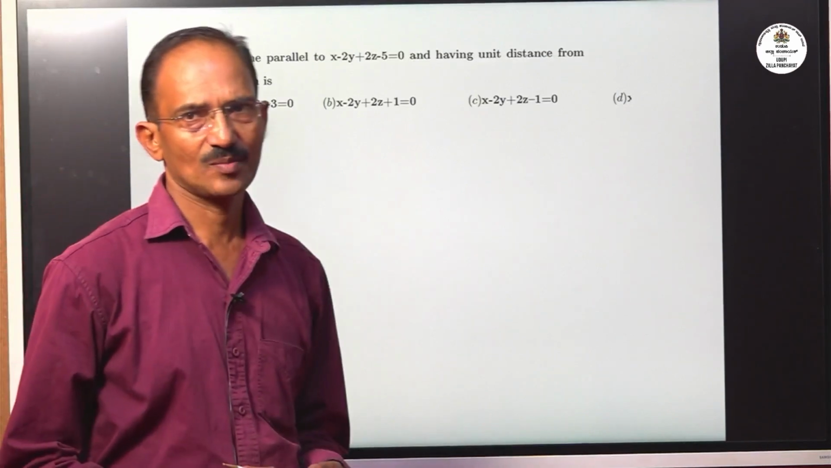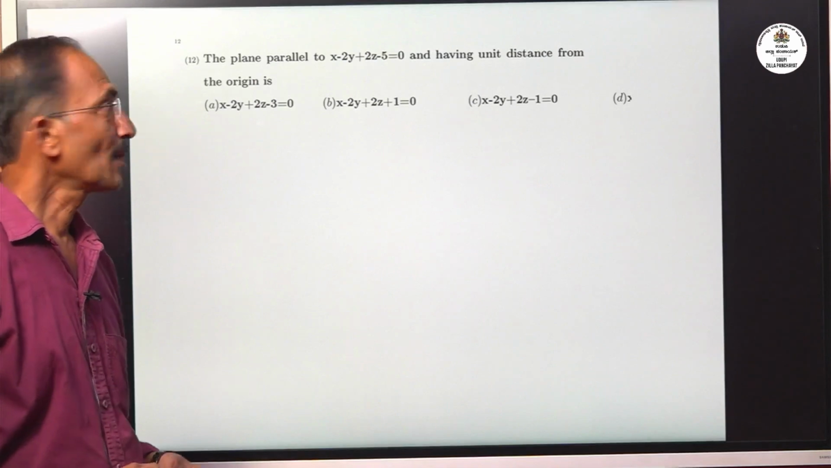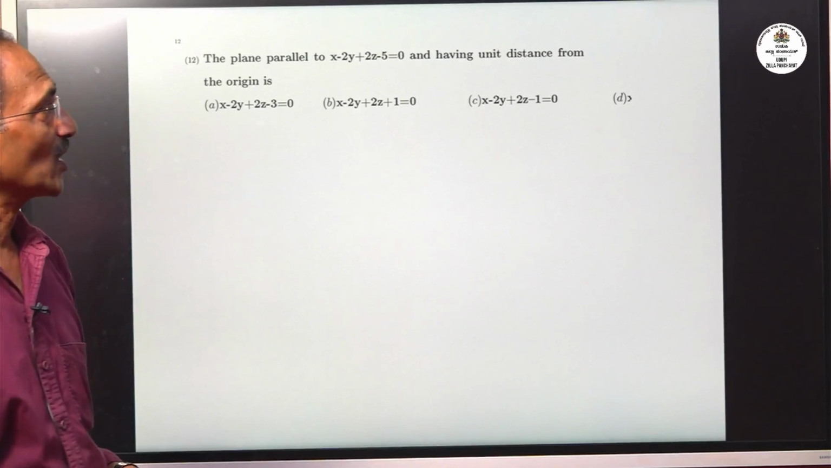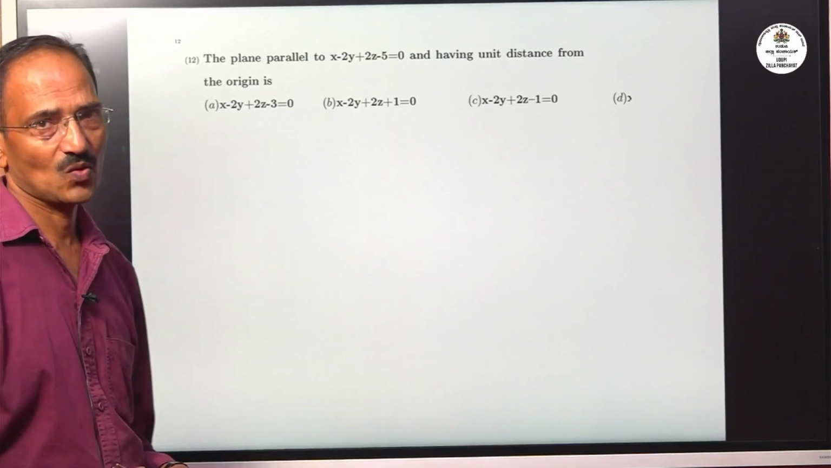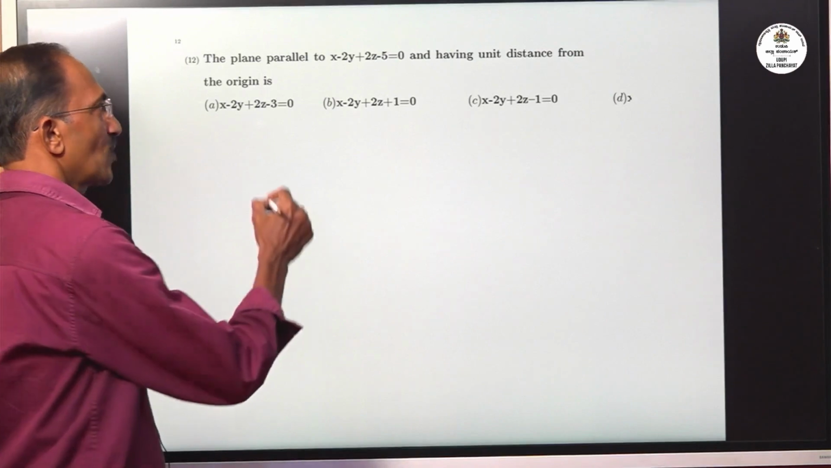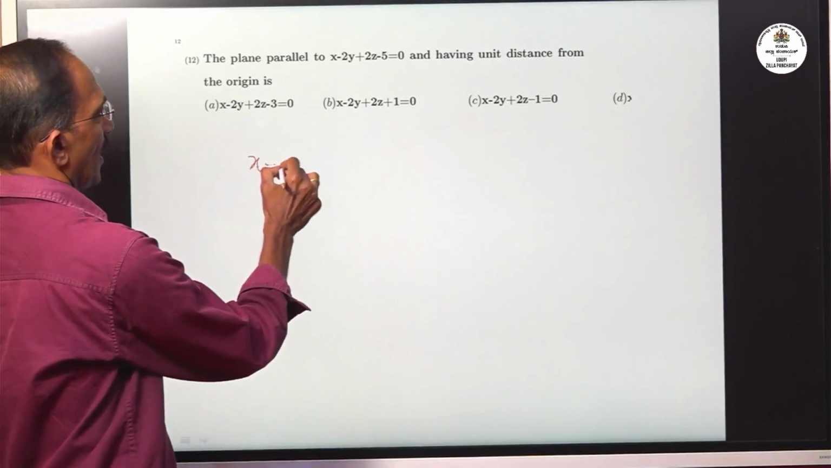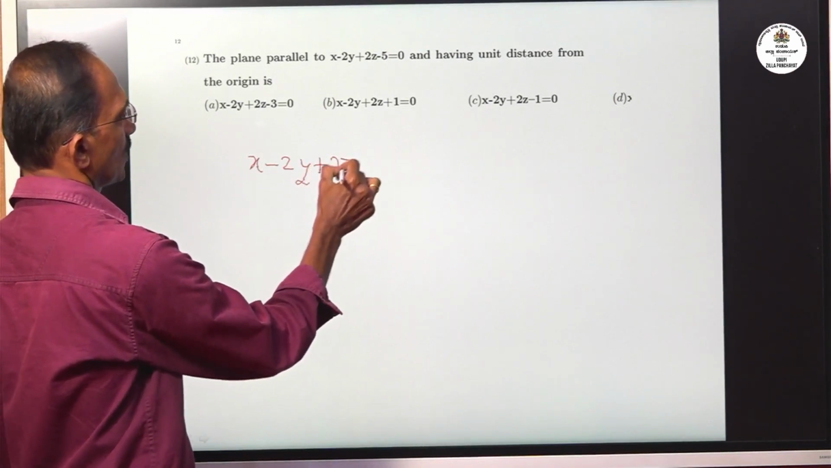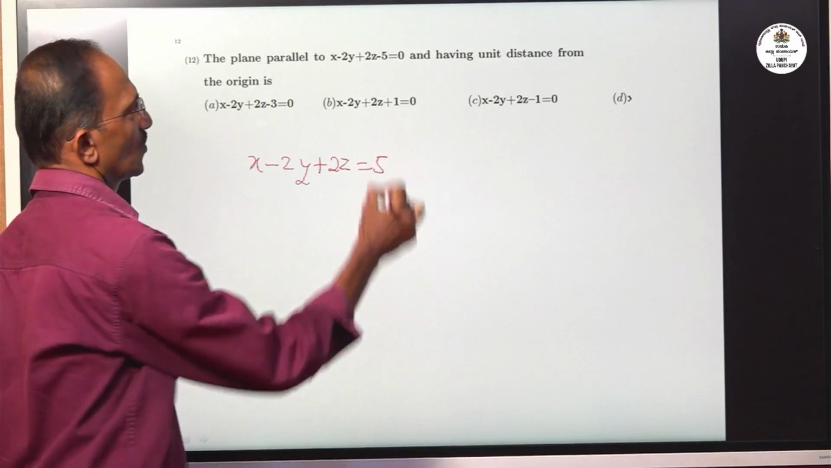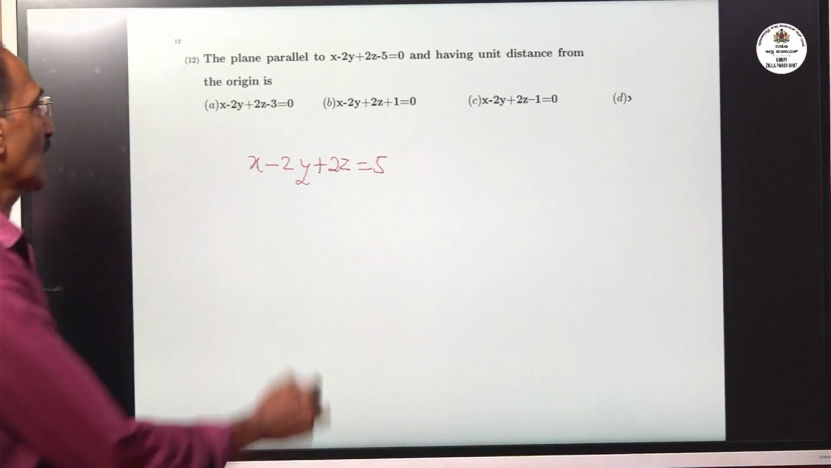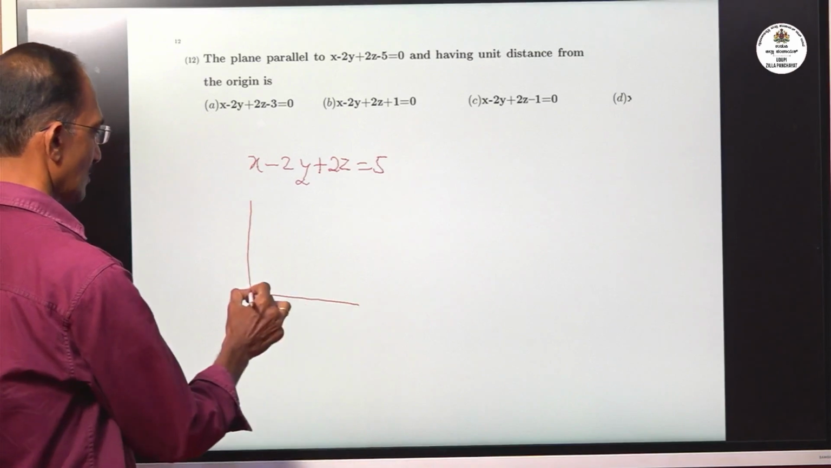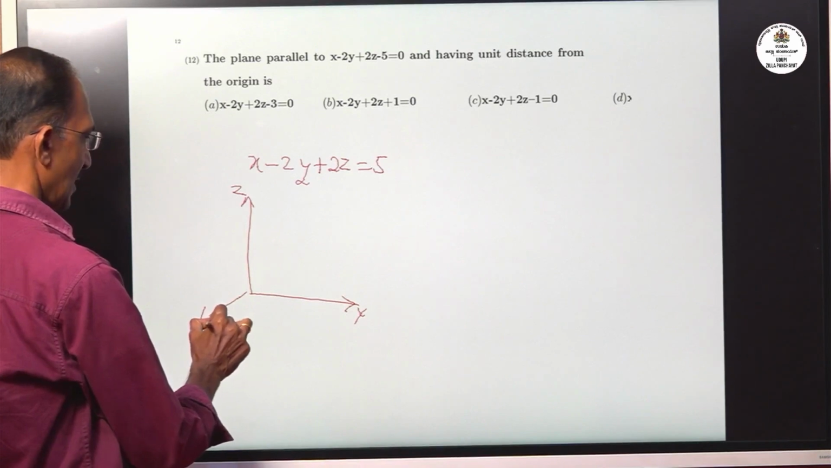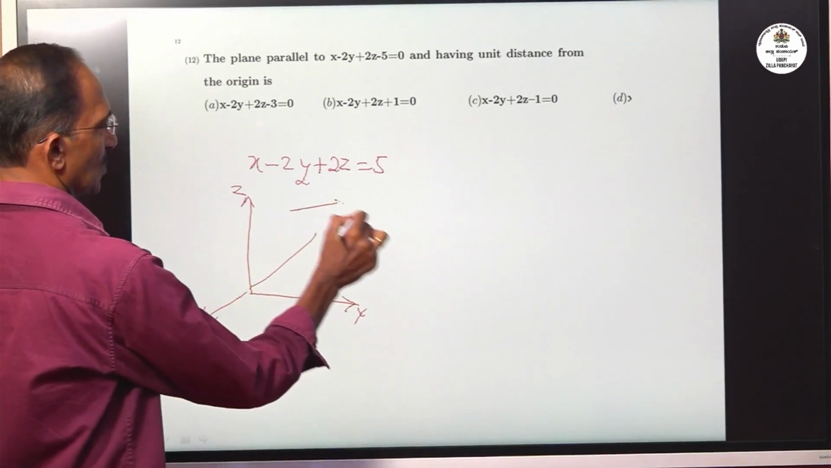So here is question number 12: the plane parallel to x minus 2y plus 2z minus 5 equal to 0 and having unit distance from the origin. So consider the equation of the plane x minus 2y plus 2z equals 5 and the distance from the origin. So we have the z-axis, y-axis and x-axis, and the distance from the origin to the plane.